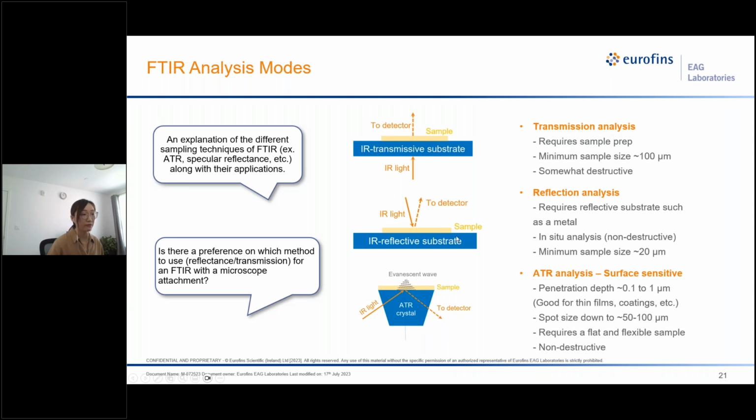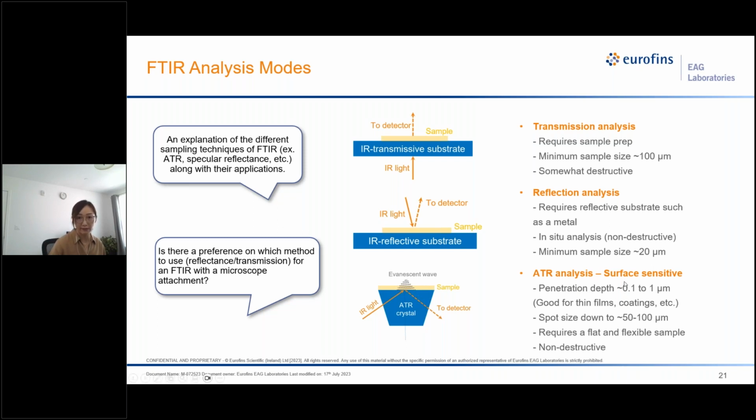If the material of interest is located on a light reflective substrate, such as a metal, then analysis can be performed in situ in the reflection mode. Reflection analysis doesn't require sample preparation, so it is fully non-destructive, and the minimum sample size requirement can be reduced to around 20 micron. Lastly, we have the ATR analysis mode, which is a very popular mode in FTIR analysis.